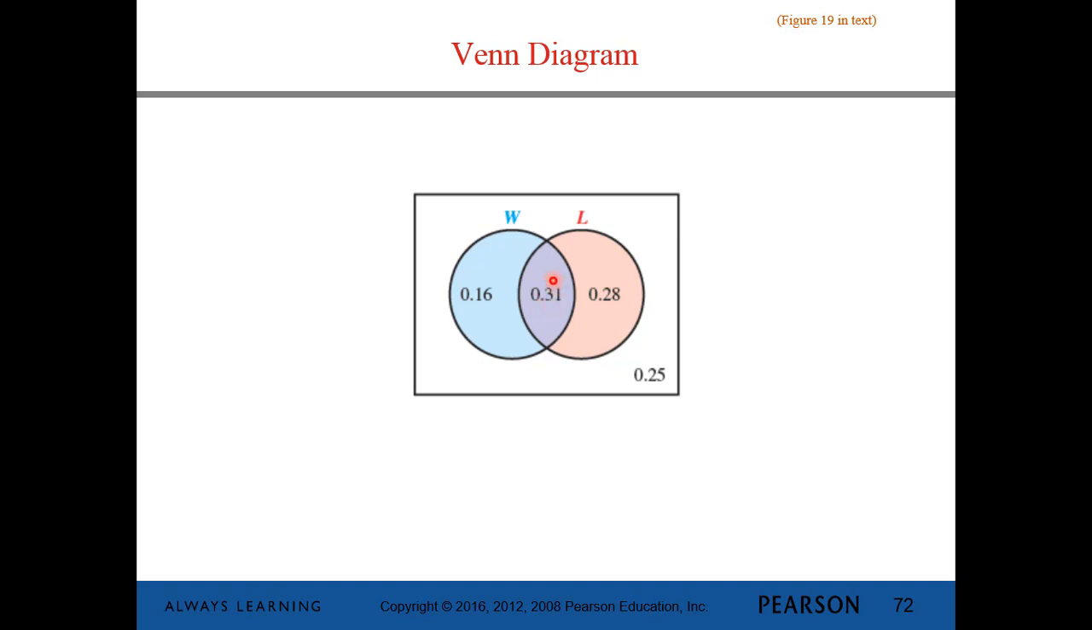Remember, we always start with the intersection. So this is the intersection. So that means the 0.47 minus this will give us 0.16. And the 0.59 minus 0.31 gives us this. So now we got these pieces.